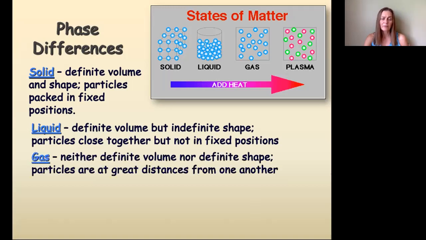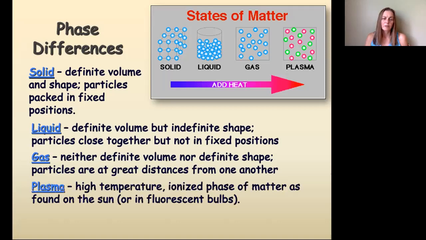A gas, our 3rd form of matter that we're really familiar with, does not have a definite volume nor a definite shape. So it not only takes the shape of its container, but it expands to fill that container. The particles in a gas are very, very far apart from one another, maybe 1/1000th as dense, so 1,000 times farther apart than the particles in a liquid or a solid.